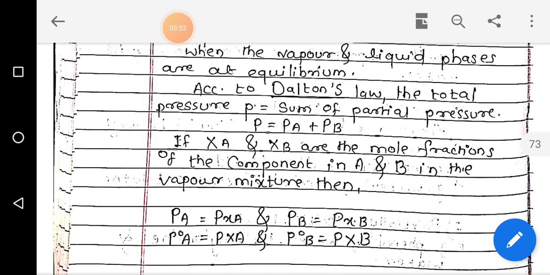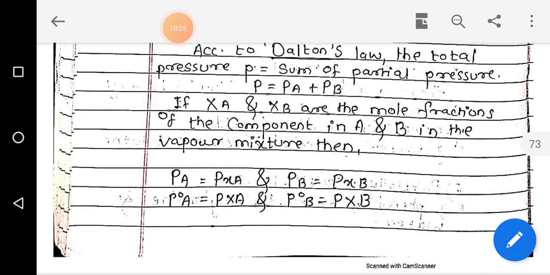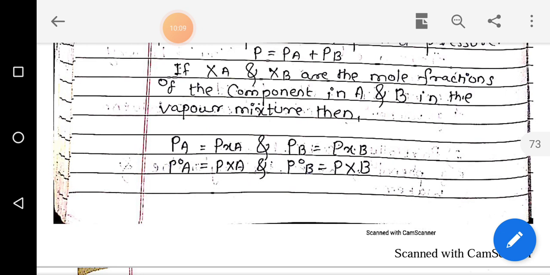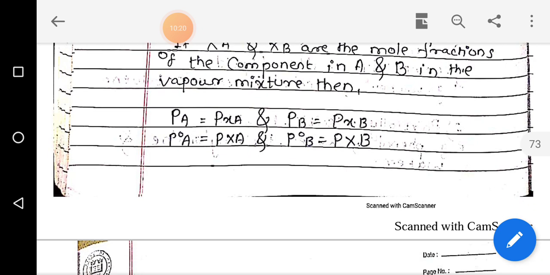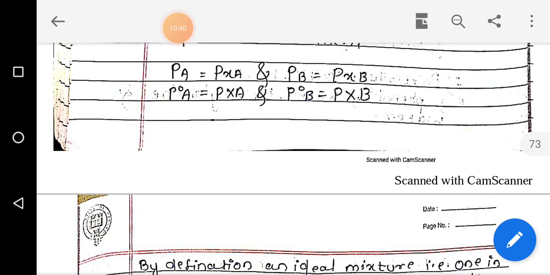Because they are in solution, we form a solution containing two components, A and B. So the total pressure is equal to the partial pressure of A plus the partial pressure of B. If XA and XB are the mole fractions of the components A and B in the vapor mixture, then the partial vapor pressure PA is proportional to the fraction of A, and PB is proportional to the fraction of B. So PA is equal to P standard A into XA, and PB is equal to P standard B into XB.